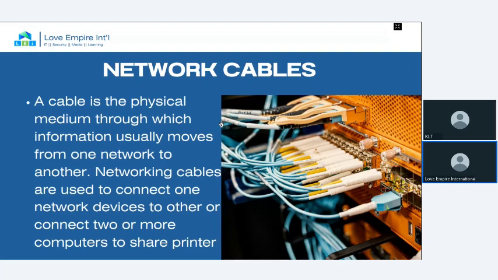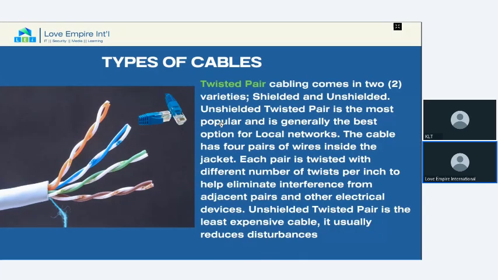So before we go to Packet Tracer, let's just look at some of the cables that are used in networking. A cable is the physical medium through which information usually moves from one network to another. Networking cables are used to connect one network device to another, or connect two or more computers to share a printer.